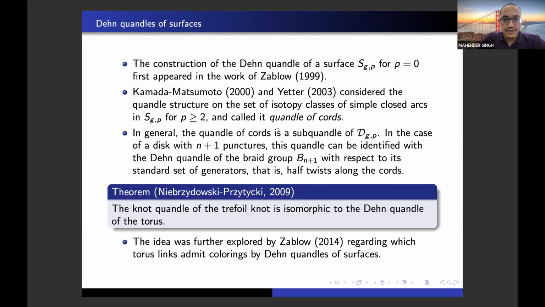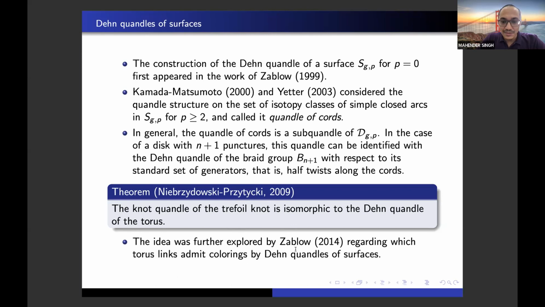And soon after, there was a very amusing result of Niebrzydowski and Przytycki, which was our motivation for really looking at Dehn quandles. What they showed is that the knot quandle of the trefoil is isomorphic to the Dehn quandle of the torus. So, of course, looking at this result, it is natural to see what really happens. Is there any deeper connection between knot quandles and Dehn quandles of surfaces? And it turned out not to be the case.